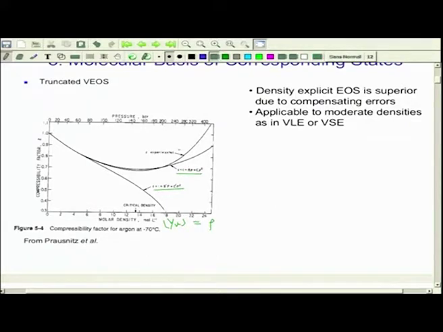Now the one which is based on density is very close to the experimental values, whereas the one which is based on pressure deviates from the experimental value. So the density explicit virial equation of state is superior due to compensating errors. That is something which we are asserting here rather than explaining in detail, but this is a far superior equation of state, better than the pressure one, and is also applicable to moderate density, as in the case of vapor liquid equilibria or vapor solid equilibria.